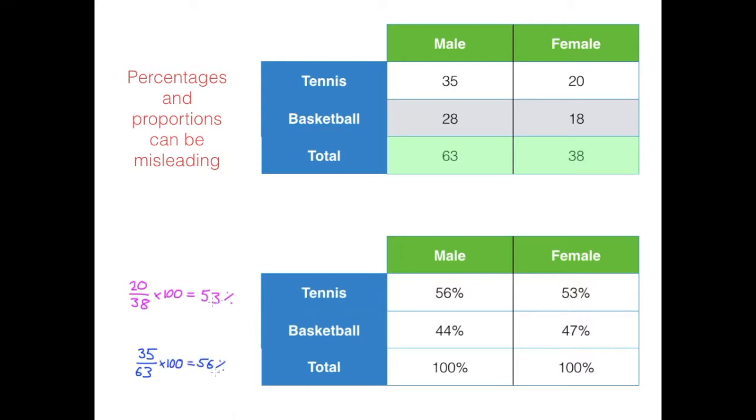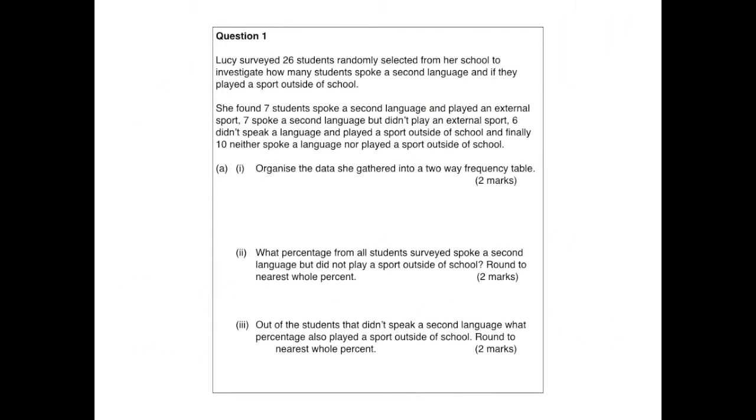Now we've finished the theory, let's apply it to an exam question you could expect to see in WACE exams. Lucy surveyed 30 students randomly selected from her school to investigate how many students spoke a second language and if they played a sport outside of school. She found 7 students spoke a second language and played an external sport, 7 students spoke a second language but didn't play an external sport, 6 didn't speak a second language and played a school sport, and finally, 10 neither spoke a second language nor played a sport outside of school.